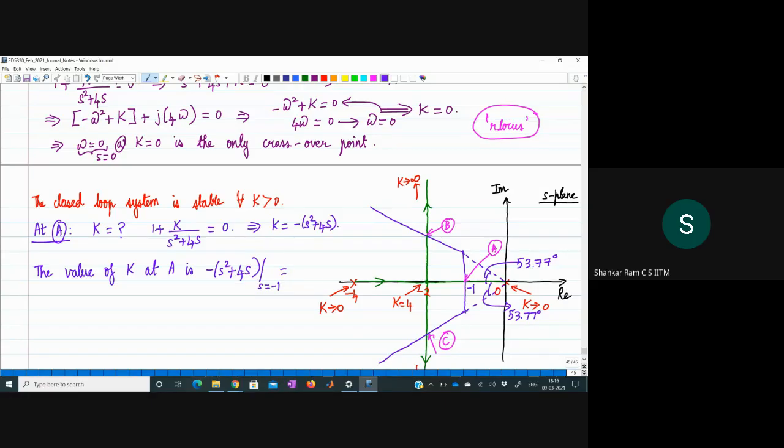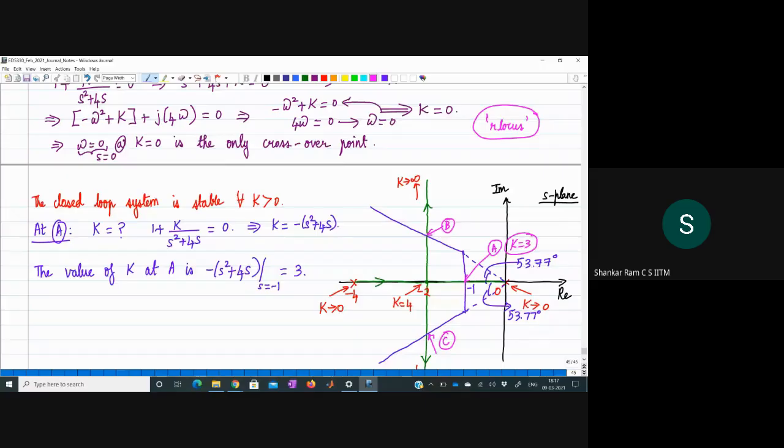It is -1, right? Does everyone agree? Because when one branch of the root locus hits point A, the value of s there is -1. So if I substitute -1 here, what is the value of k that I will get? I will get 3. So at point A, the value of k is equal to 3. What it means is something interesting: for all k greater than 3, I get both my branches of the root locus into the open trapezoid.